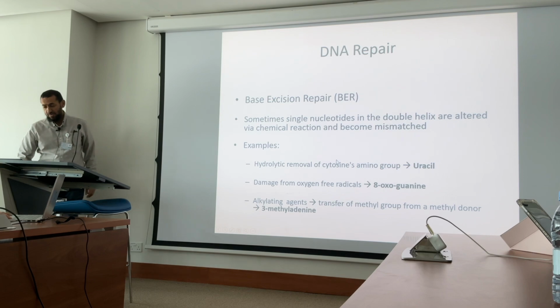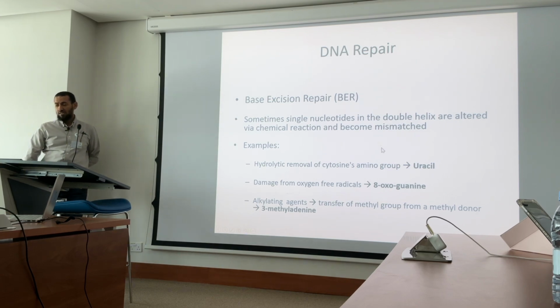Base excision repair: sometimes single nucleotides in the double helix are altered by a chemical reaction and become mismatched. For example, hydrolytic removal of the cytosine amino group. When you remove this amino group from the cytosine, it will be uracil. Uracil is not a match in the DNA, so you have to remove it. So this will be removed by base excision repair, because it's only one base that is altered.